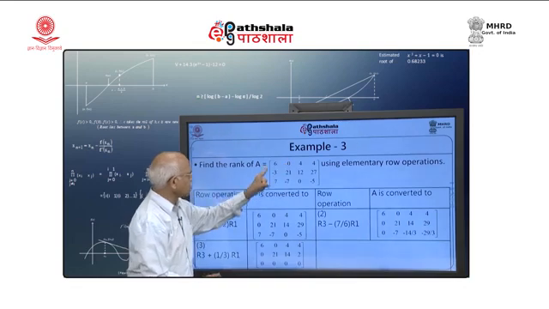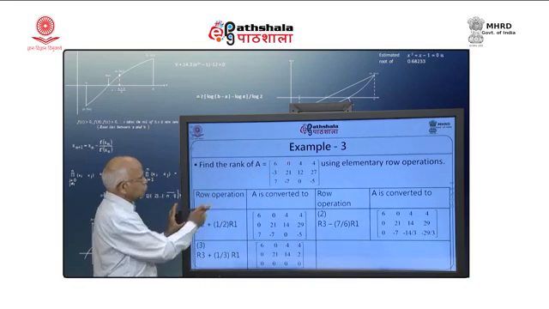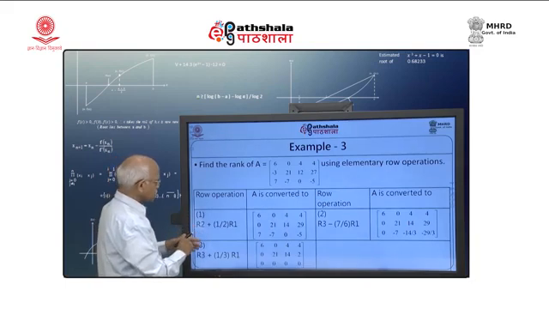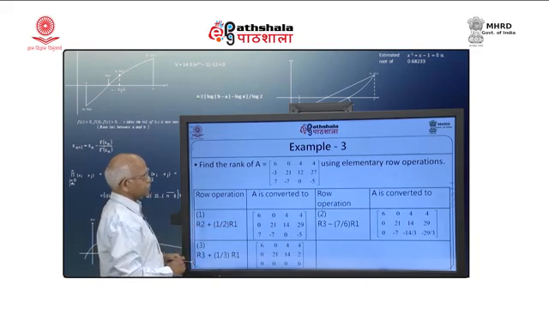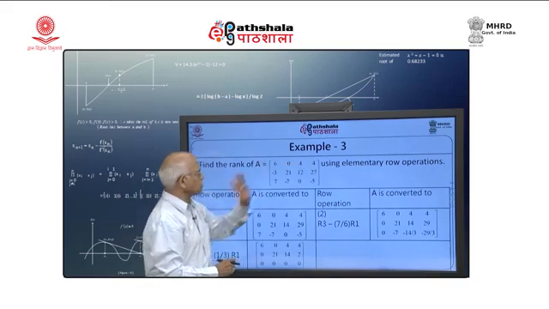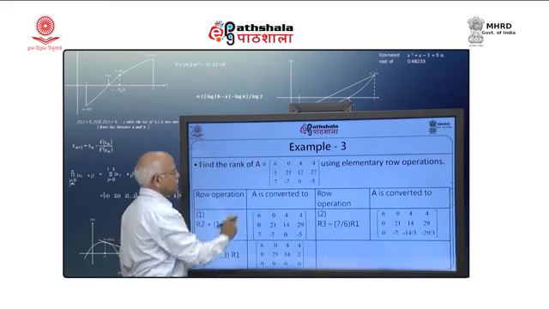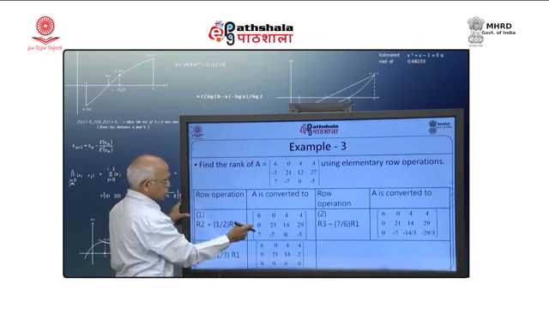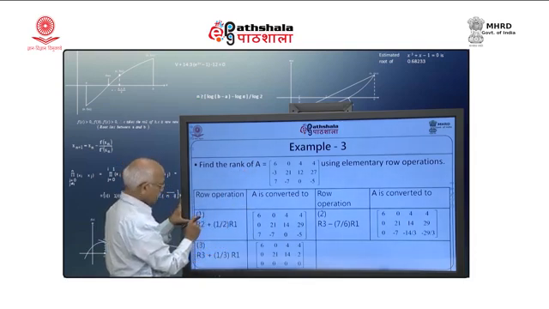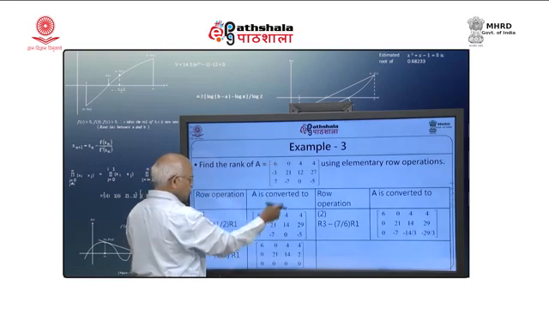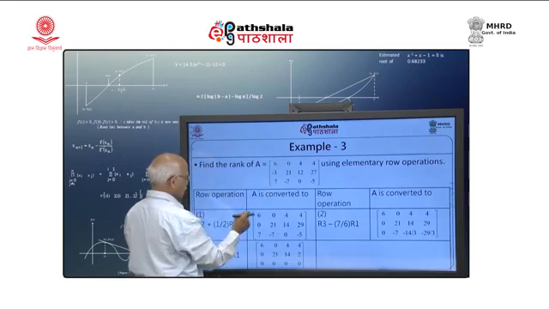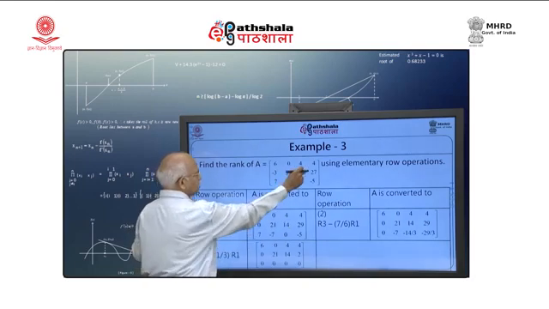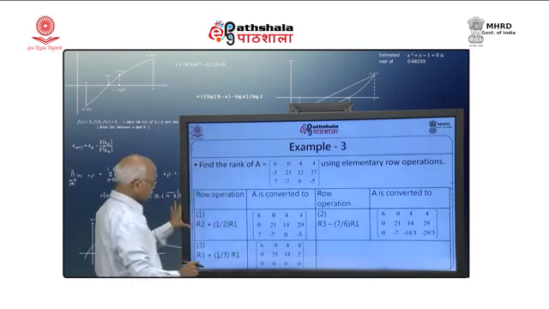So, on this I am considering R 2 plus 1 by 2 times R 1. If I multiply by 1 by 2 here, I will get 3, so 3 minus 3 will become 0 here. Then I will get 1 by 2 times this, so 0. 21 will remain 21, and 12 plus 2 will give me 14, and 27 plus 2 will give me 29. So, I will get this.